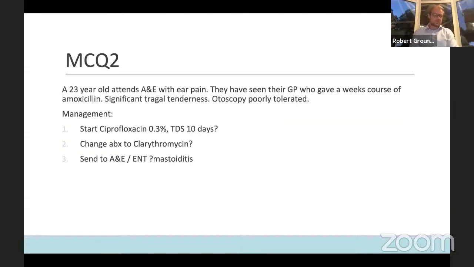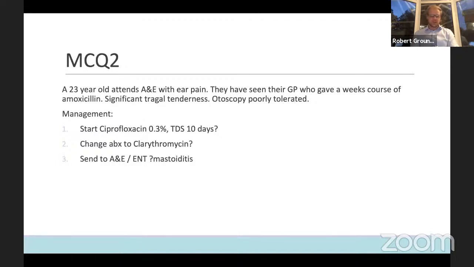So question 2, this time still with ear pain. This time it's a 23-year-old who pitches up to A&E while you're working there. They'd seen their GP last week, who's given them some amoxicillin, and despite taking that for 5 days now, they're not getting any better. It's significantly tender all around the ear. You might try to have a look in the ear, and it's just really poorly tolerated. Putting the otoscope in causes agony. So what would you do at this point?